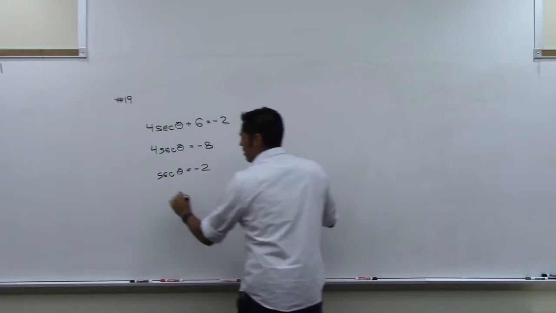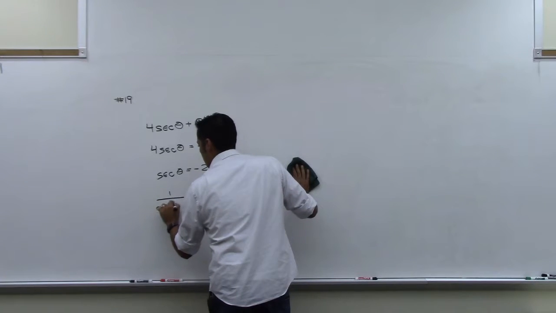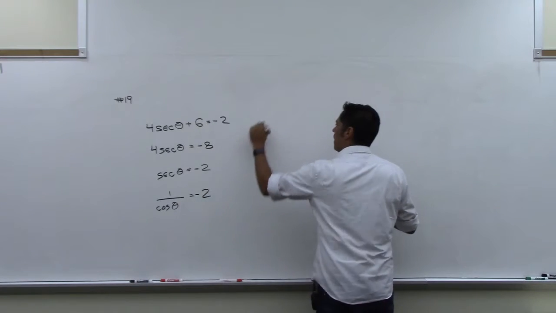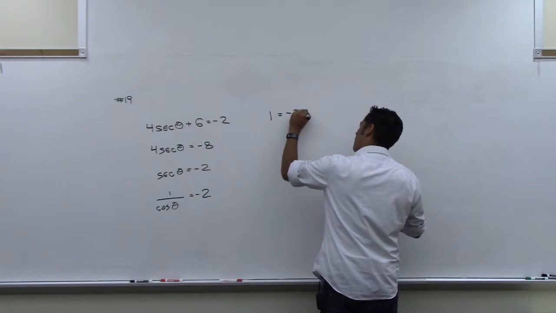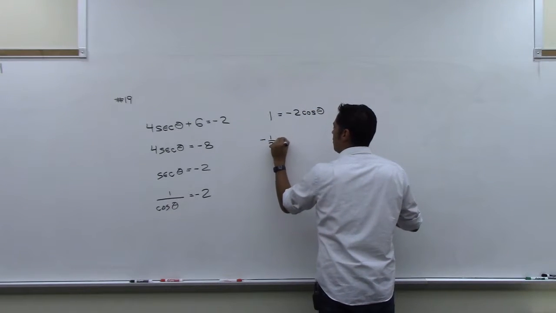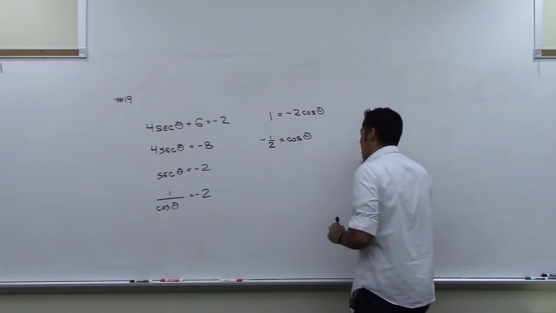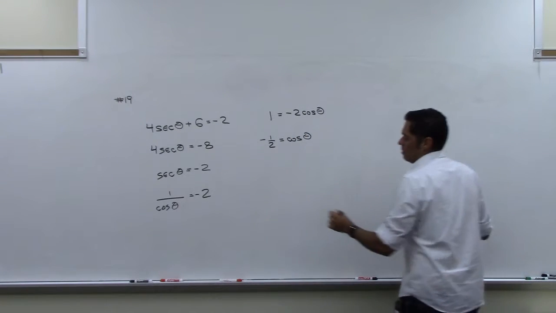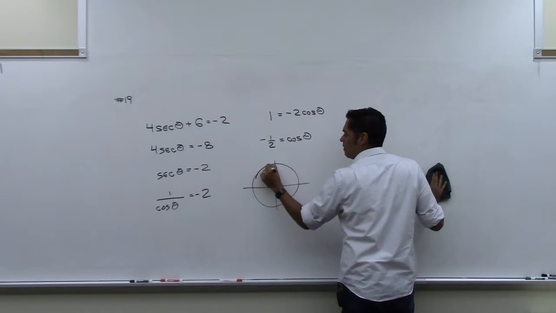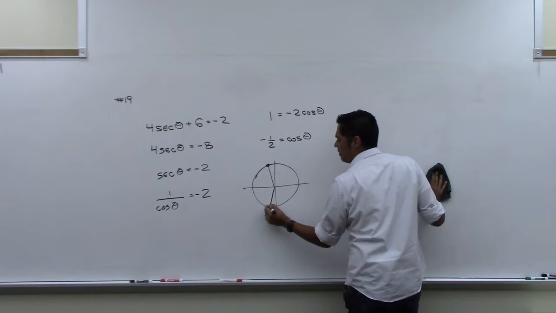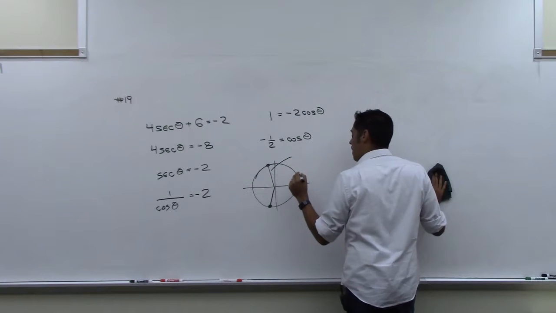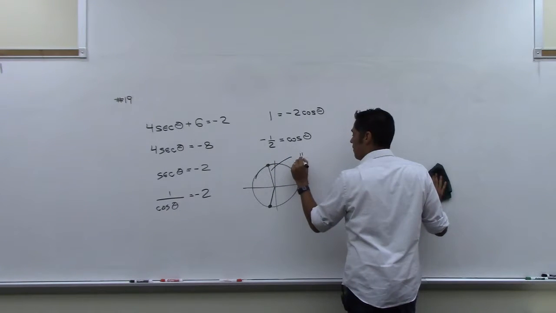Now secant is the same as 1 over cosine. So we're saying, where is 1 over cosine equal negative 2? I can multiply both sides by cosine of theta, and then I can divide both sides by negative 2. So this is saying, where on the unit circle is my x-coordinate negative 1/2? And that's going to happen here and here. And since we're only looking between 0 and 2 pi, this angle right here is 2 pi over 3.